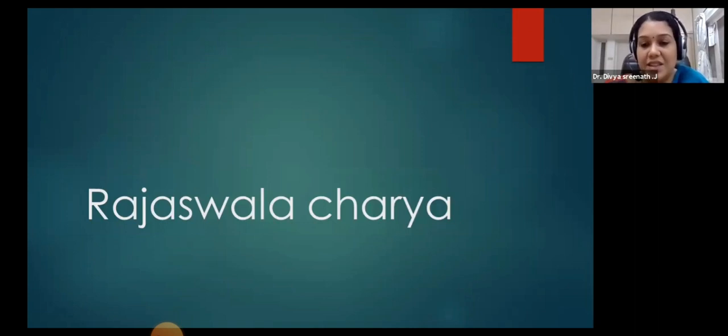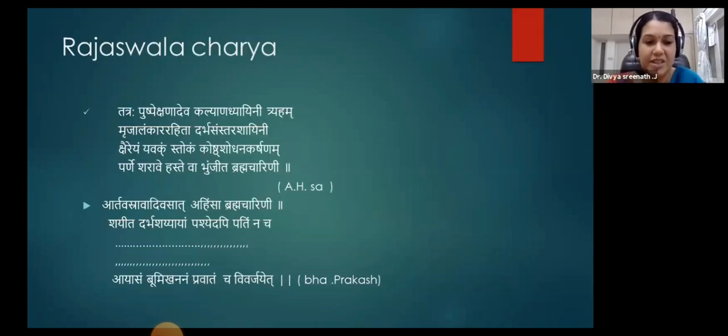And in our classics also, certain charyas, that is certain regimens to follow during menstruation, are mentioned under Rajaswala Charya. So in Rajaswala Charya, it is mentioned: Tatra Pushpekshana Deva Kalyanadaini Trayam Mrija Alangara Rehita Darbha Samstara Shaini Shaireyam Yavagam Stogam Koshta Shodana Karshanam Parne Sharave Haste Va Bunjida Brahmacharini. This sloka you had to study.